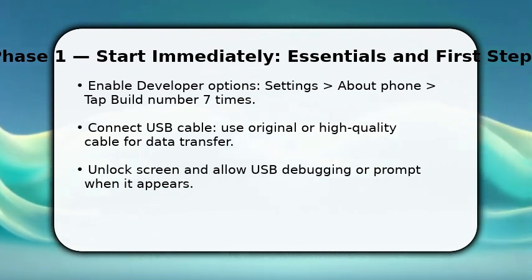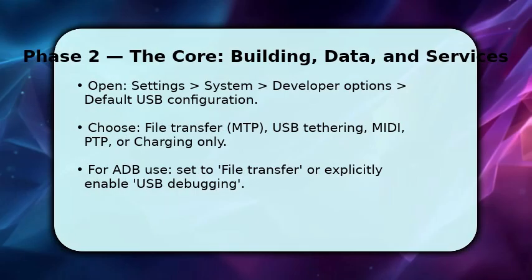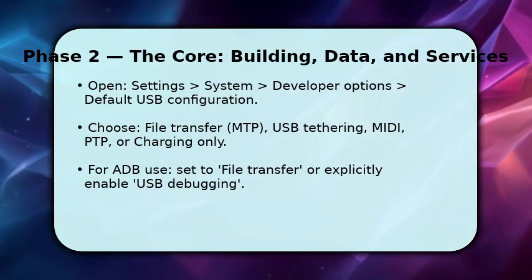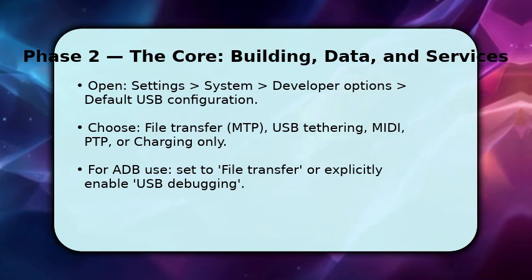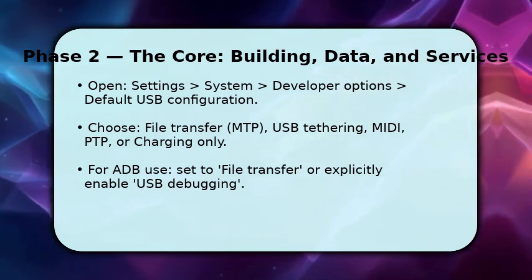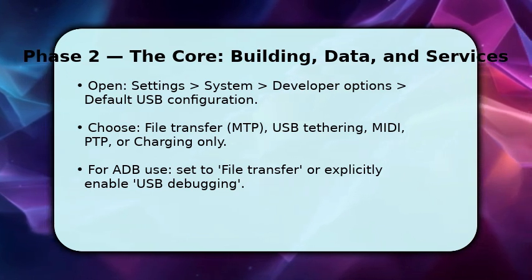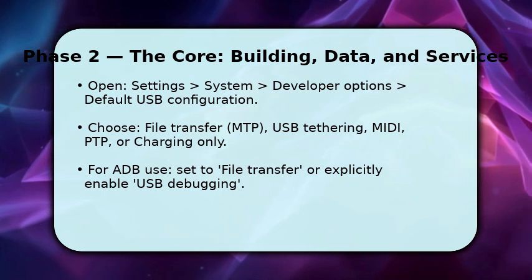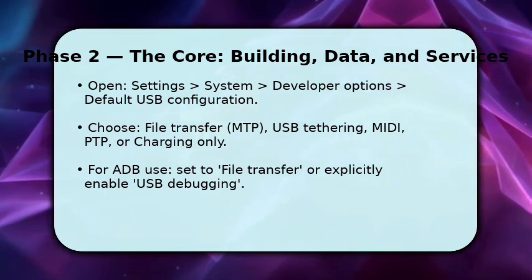You now choose the USB configuration that matches your task. The why is simple. Each mode exposes different services to the host. Go to Developer Options and find Default USB configuration, then pick File Transfer for moving files, USB tethering for internet sharing, PTP for camera access, or charging only to block data.